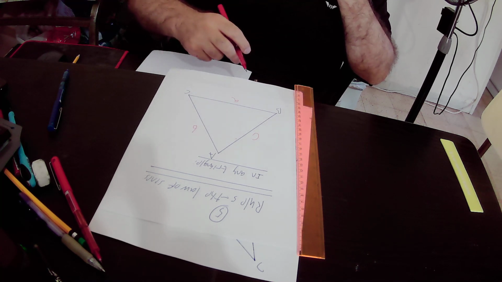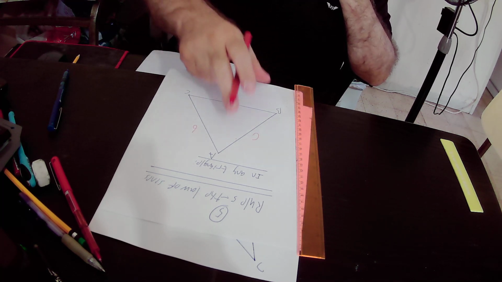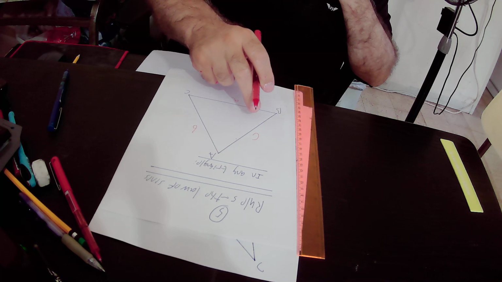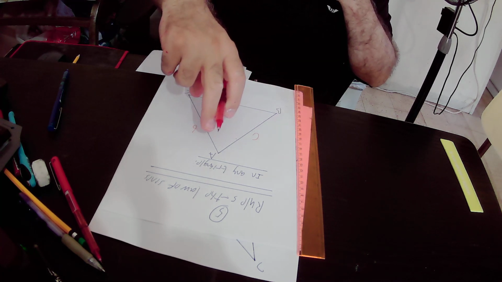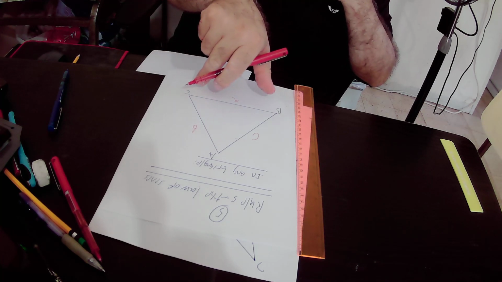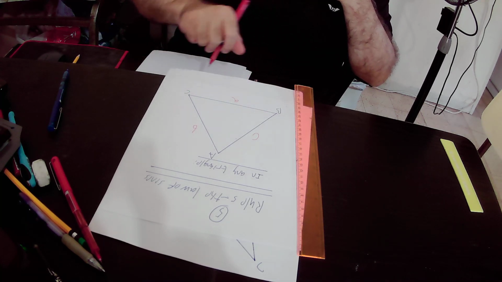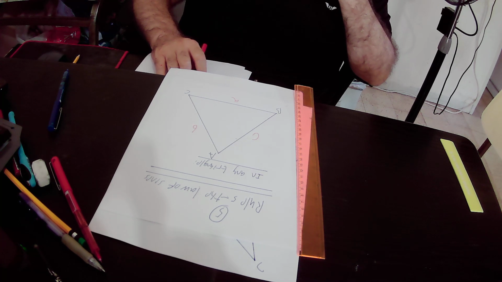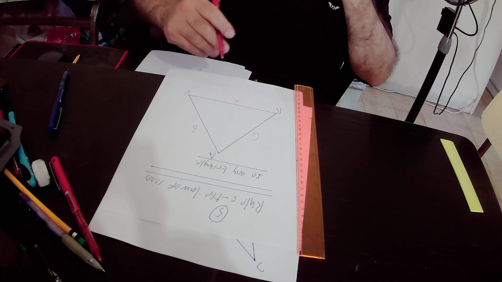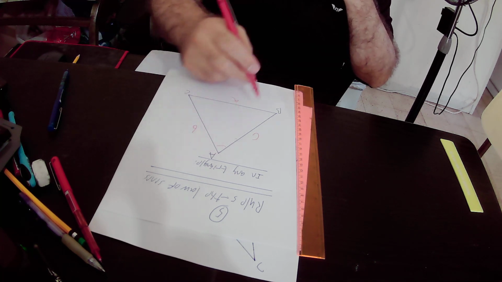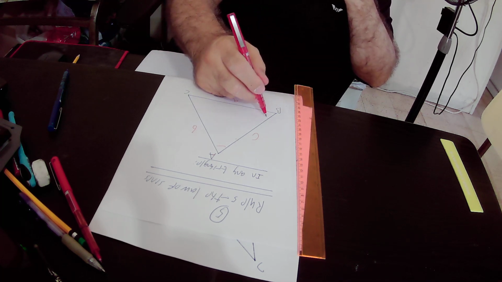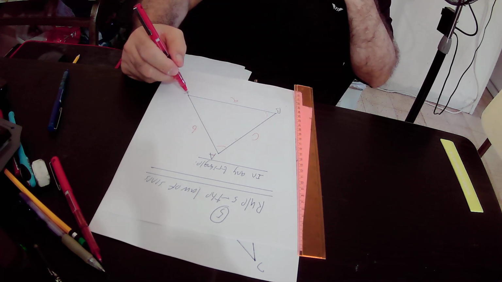And we know that side AB of triangle ABC equals C units, side AC equals B units, and side BC equals A units, and capital A is the size of this angle, capital B is the size of this angle, and capital C is the size of this angle.